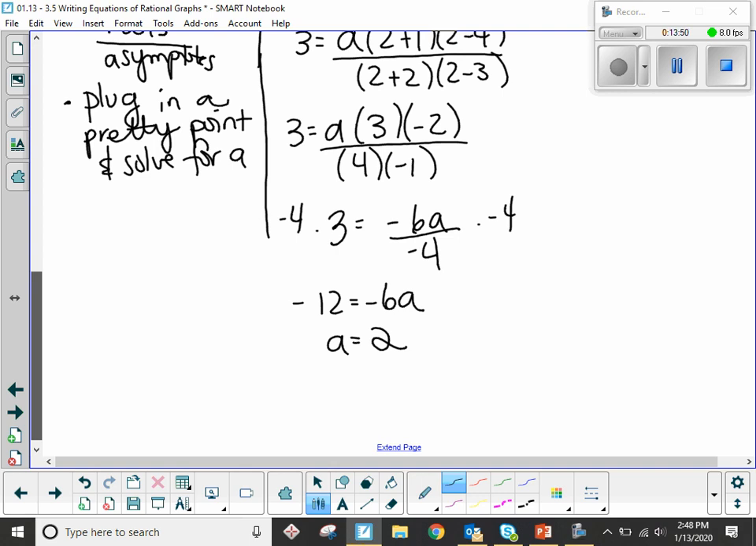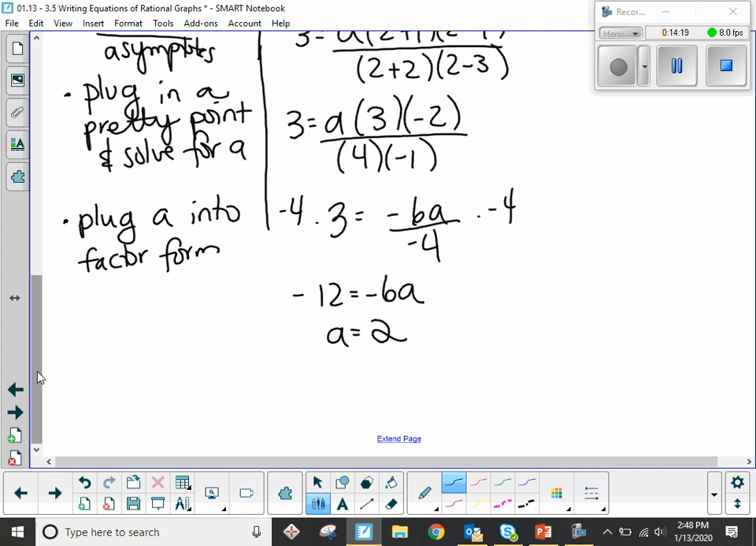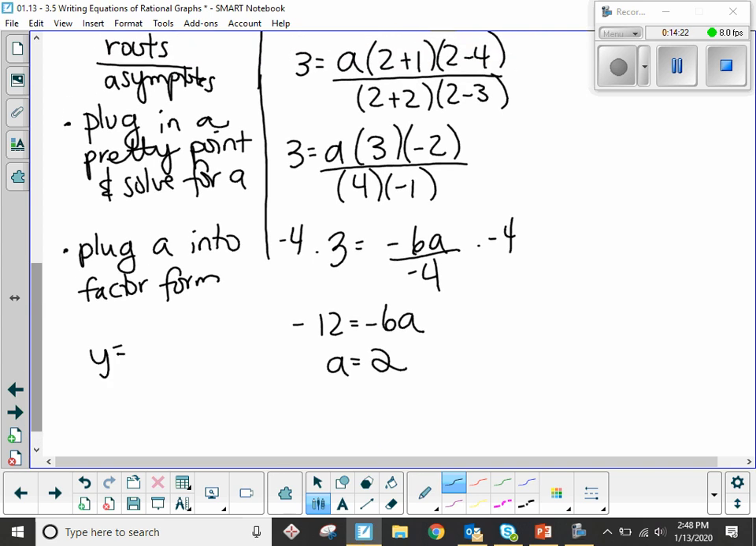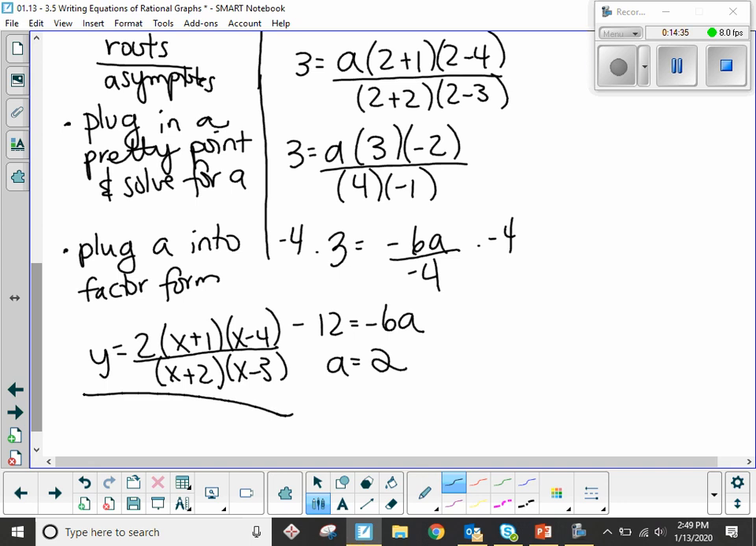I would really like to be done, but I'm not done, because what not? Why not? What is the problem actually asking me for? Not just a, but what? The equation, right? And so we do have it mostly fixed. We need to take the a, plug the a into the factored form that you did a few steps ago. And then this will be your final equation. Y equals a, which is now 2, times x plus 1, x minus 4, all over x plus 2 times x minus 3. I'll slide this up in just a second.